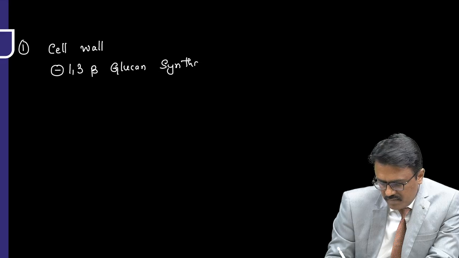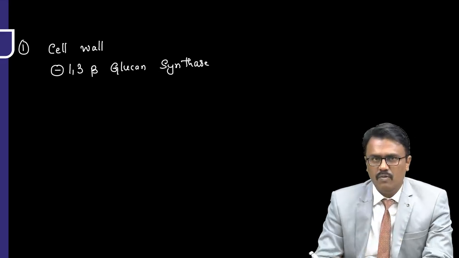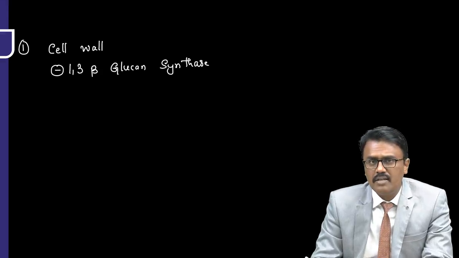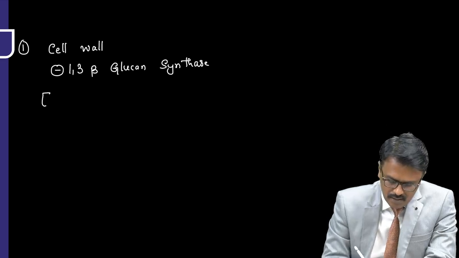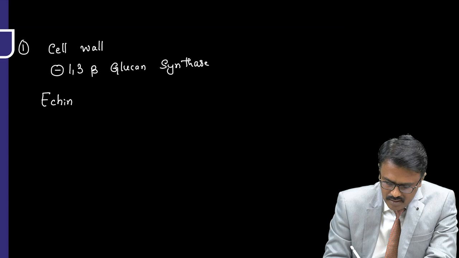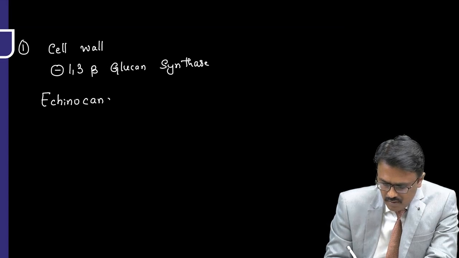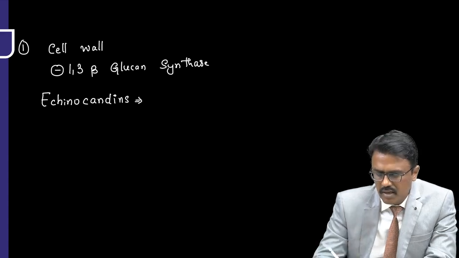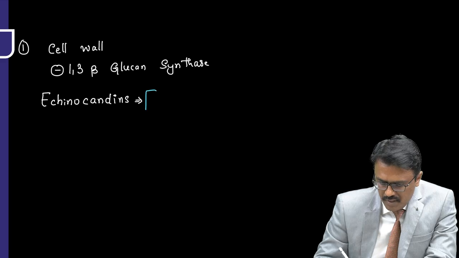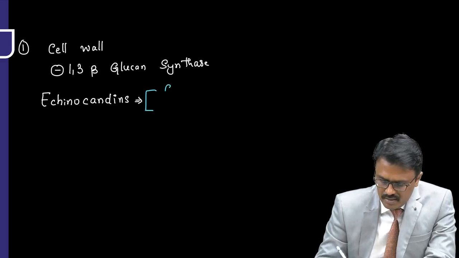This is an enzyme which is important to form the cell wall. If you inhibit that, the fungal cell wall is not formed and the fungus is killed. The drugs which inhibit that are called echinocandins. Echinocandins are mainly used in two important conditions. They are used in candidiasis.